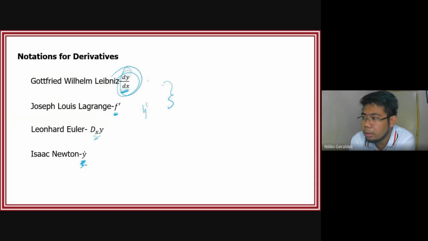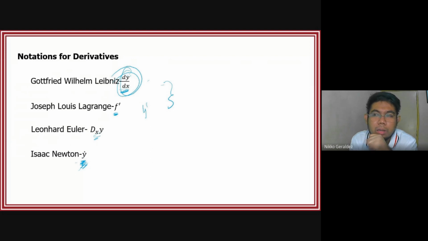velocity. Because when it's y dot, it's a function of time, with respect to time. So y dot is vertical velocity. When it's x dot, that is horizontal velocity. When it's a double dot, that is acceleration. Okay, so that is Isaac Newton's notation.